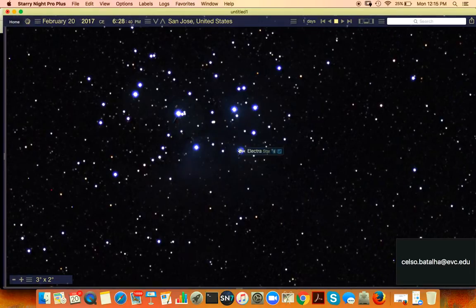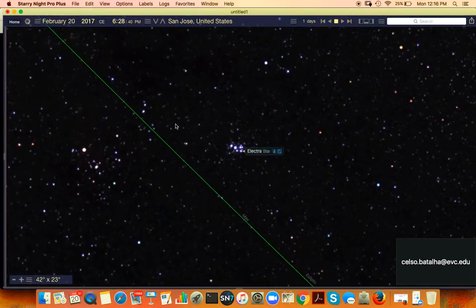So the seventh sister looks like a little deeper, right? So 1, 2, 3, 4. But with the naked eye, I can only see 6 of these stars. This is a star cluster about 400 light years away, and has about 500 stars.